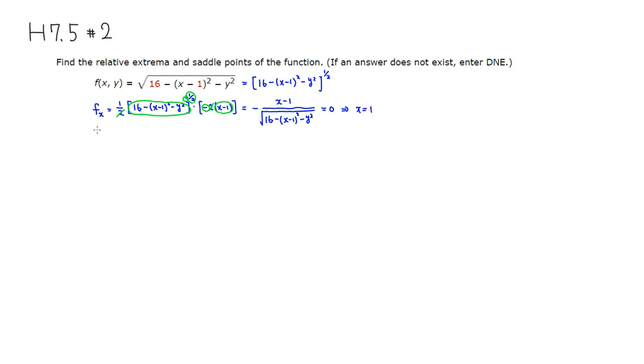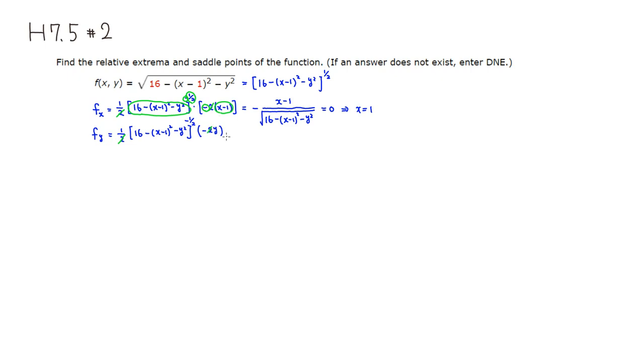Let's look at the partial derivative of f with respect to y. It's going to be very similar. So 1/2 times exactly the same quantity, 16 minus quantity x minus 1 squared minus y squared, raised to the negative 1/2 power. This part is going to be a little bit different. The partial of the inside with respect to y is negative 2y. There's a 2 on the bottom and a 2 on top, so we can cancel those out.